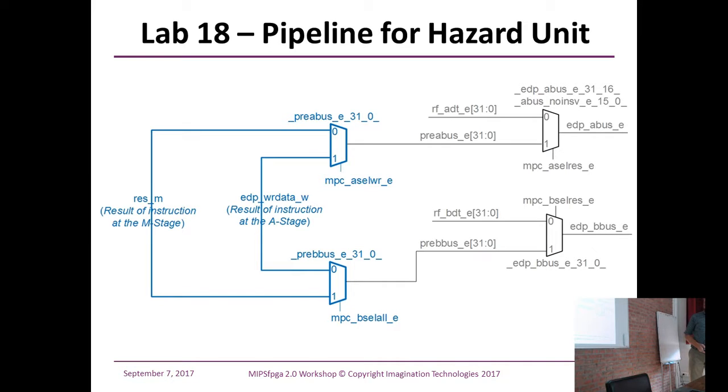Let's go on to Lab 18. Lab 18 is about the hazard unit available at MicroActive. Okay? And these are the multiplexers providing the value from later stages in case of dependencies. So the normal path would be to obtain these, which are the inputs to the arithmetic or logic unit, and these are the values read from the register file. So this would be the normal path.